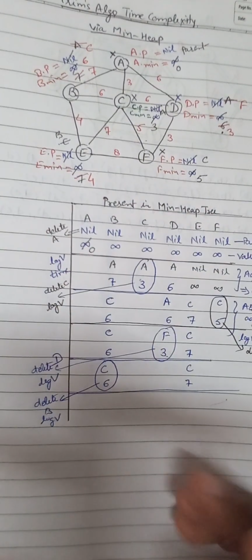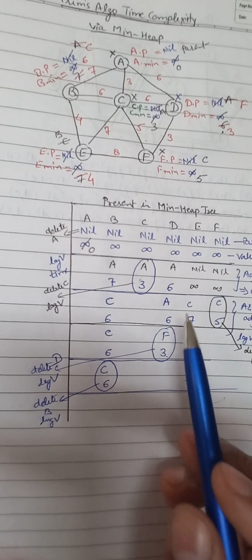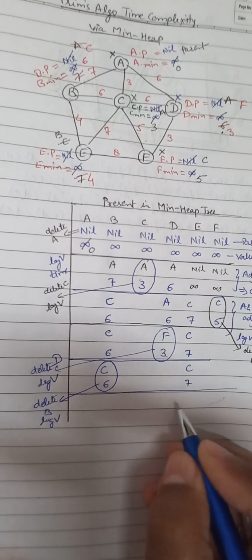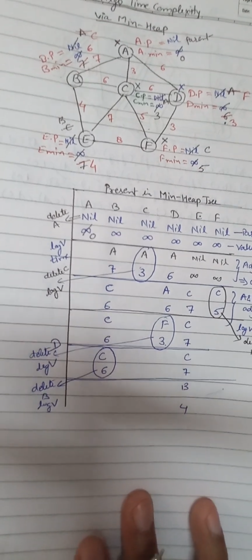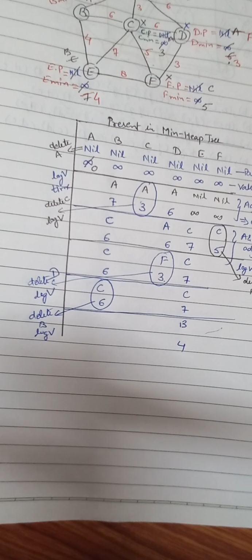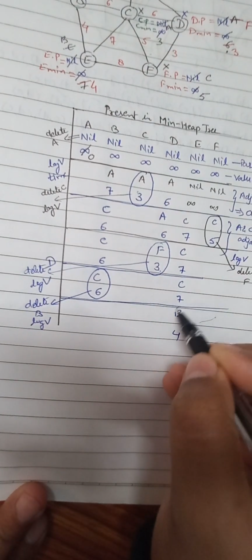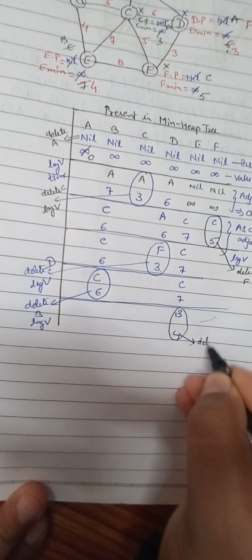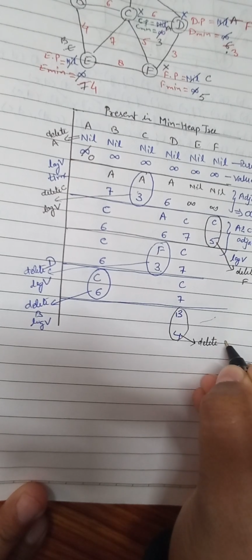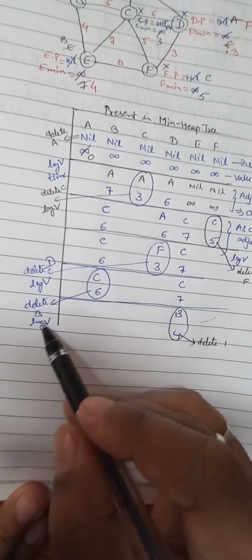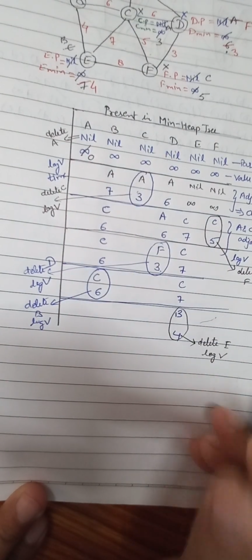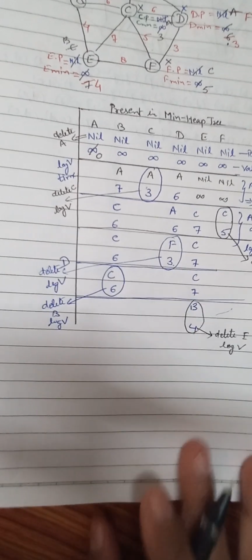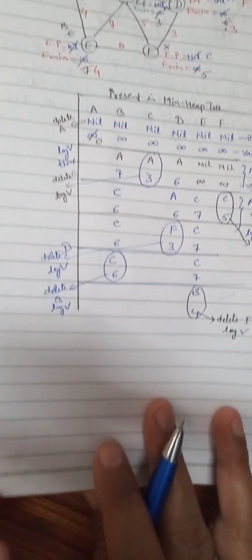So we can write here in E: parent will be B and the value will be 4. Parent will be B, value will be 4. So only one is left, so we are going to delete this. This is B deleted, this is E. How much time will it take? Log V.